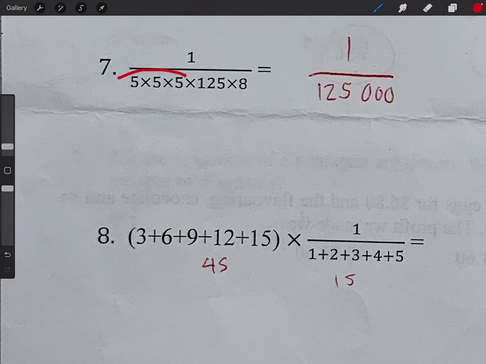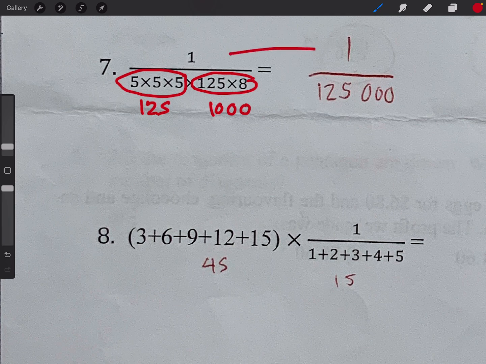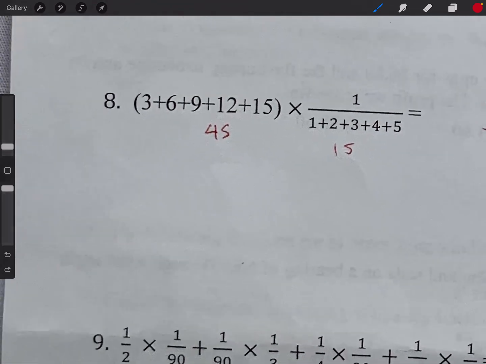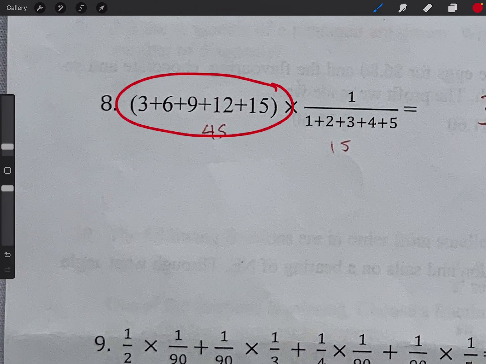Next one, this 5 times 5 times 5 gives me 125. 8 times 125 gives me 1,000. So the answer is, the 1 stays on top, the bottom is 125,000. Done.